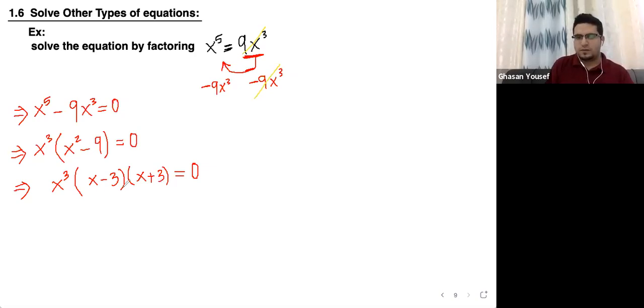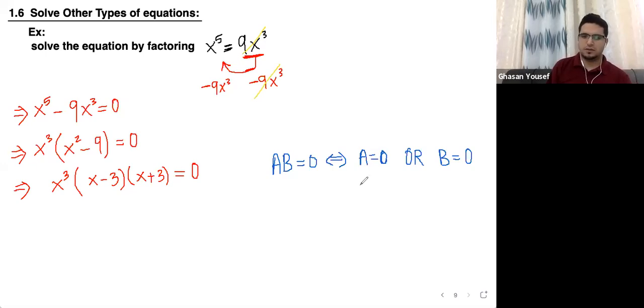Now, which property do I have to use to solve this equation? Do you remember the property that says a times b equals 0 implies a equals 0 or b equals 0? It is the same thing here. Here we have a, b, c equals 0, so a equals 0, or b equals 0, or c equals 0. So who will solve it? What should I say here?